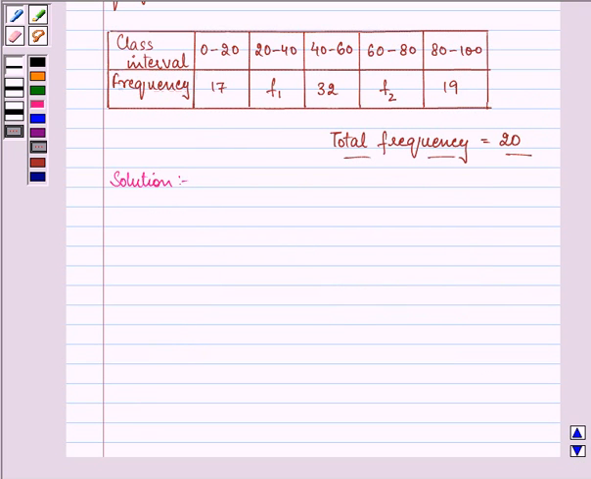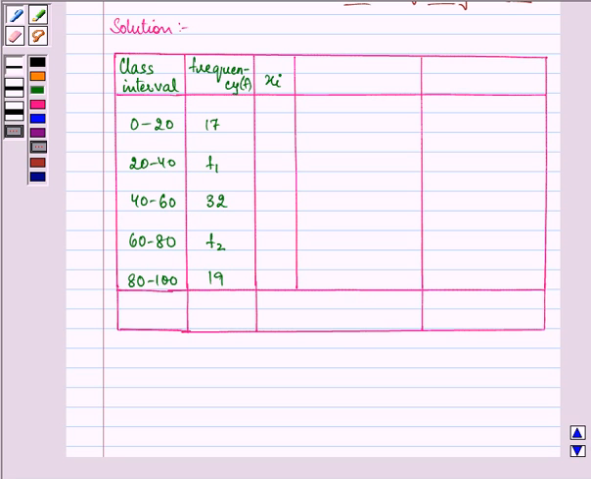Let us make a table. Now here, with the help of these class intervals and the frequency, we will first find out xi, that is the midpoint of this class interval, that is 0 plus 20 divided by 2, that gives us 10, 20 plus 40 divided by 2 gives us 30, and so on. With a difference of 20, we will write down all the xi's.